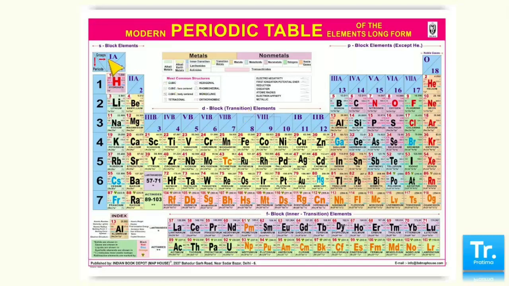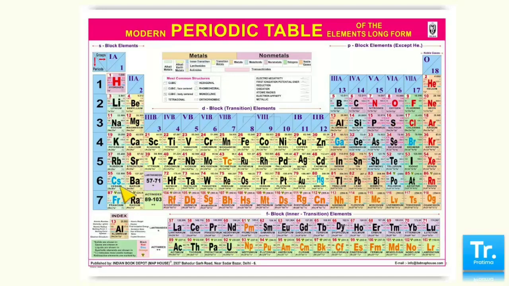Now let me tell you one thing, groups 1 and 2 as well as 13, 14, 15, 16, 17, 18, they all have different block elements. 1 and 2 are S block, 13 to 18 are P block, and all these 3 to 12 are D block elements. These are transition elements because they have got 2 outermost shells incomplete. Okay, so this is alkali metals, this is alkaline earth metals, these are transition metals, then boron family, carbon family, nitrogen family, oxygen family, halogen and inert gases.